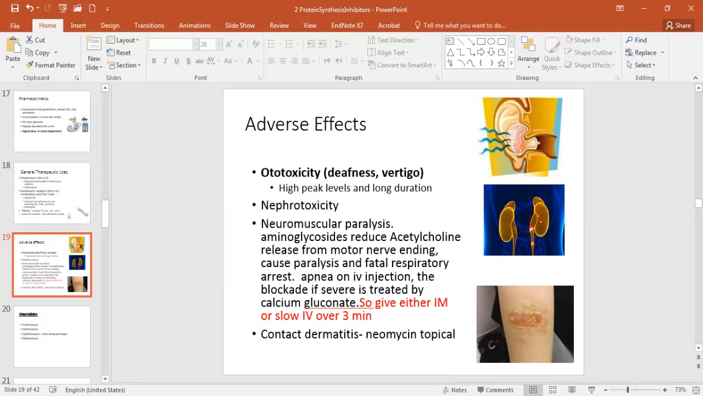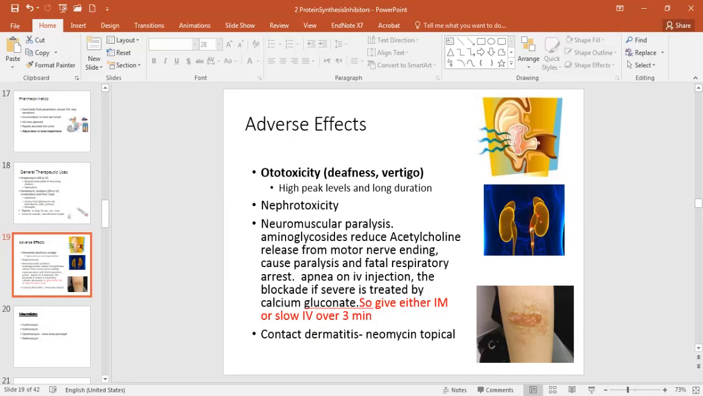The blockage, if severe, is treated by calcium gluconate. This is the antidote, meaning the antagonist to the effect of aminoglycosides, for neuromuscular paralysis. How can you treat this side effect? By giving calcium gluconate.